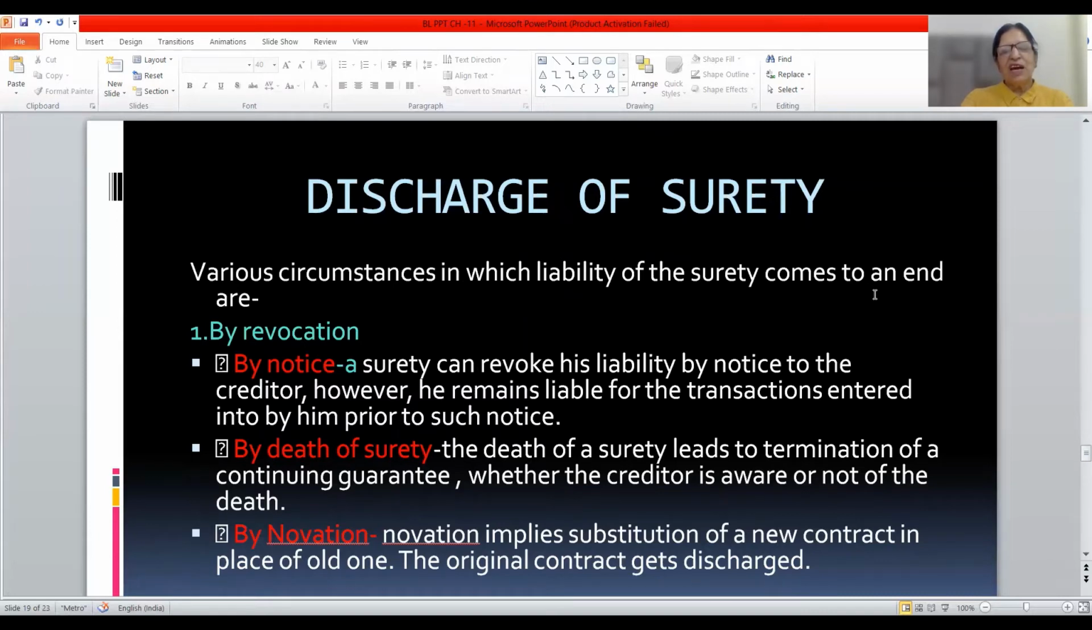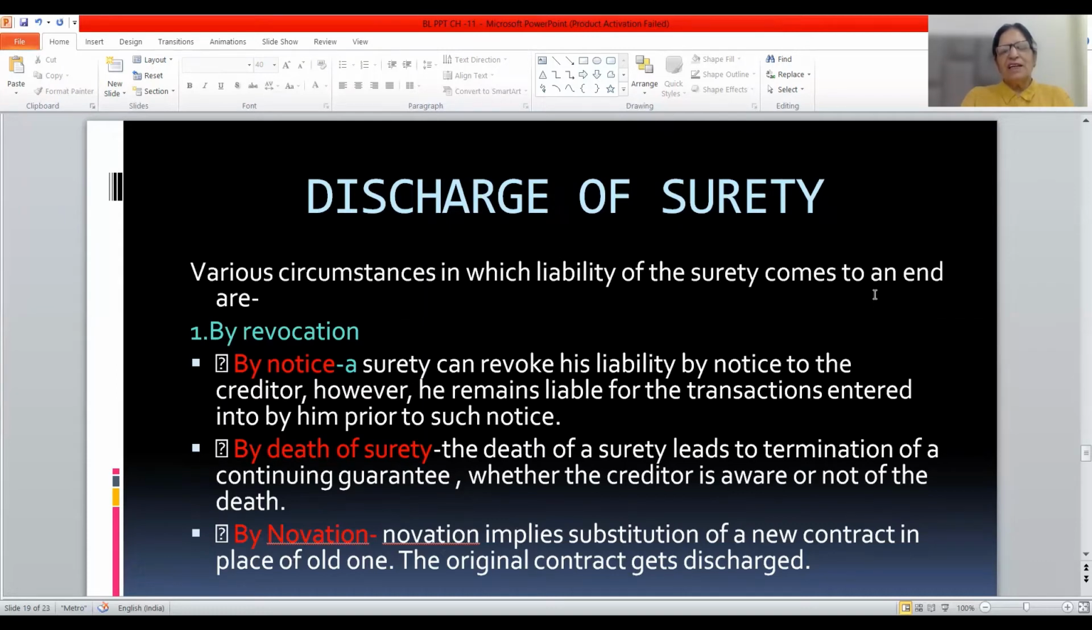By death of surety. Say the surety has given the guarantee, but the guarantee has not been acted upon. Then the surety dies. Then in that case, the surety's legal representative shall not be held liable. So the death of a surety leads to termination of a continuing guarantee, whether the creditor is aware or not aware of the death. By novation. Novation, you all know, friends, is substitution of a new contract in place of the old one. The moment a new contract is substituted in place of the old one, the original contract gets discharged.